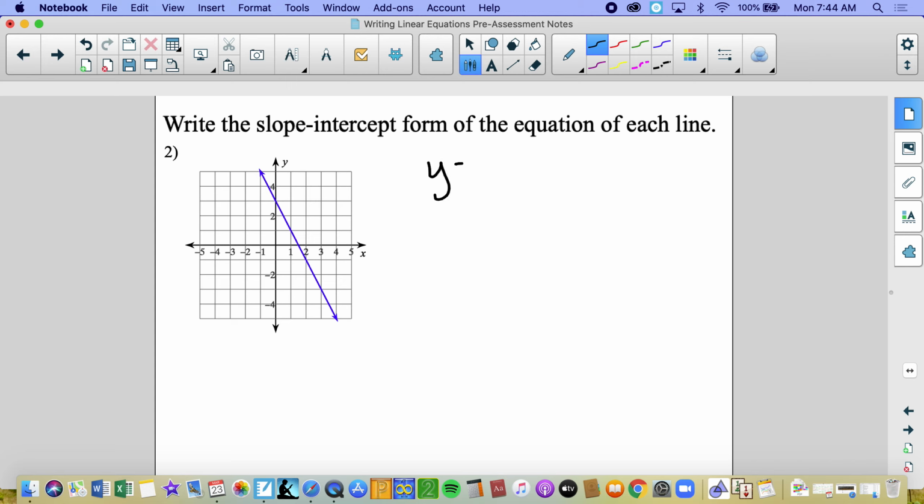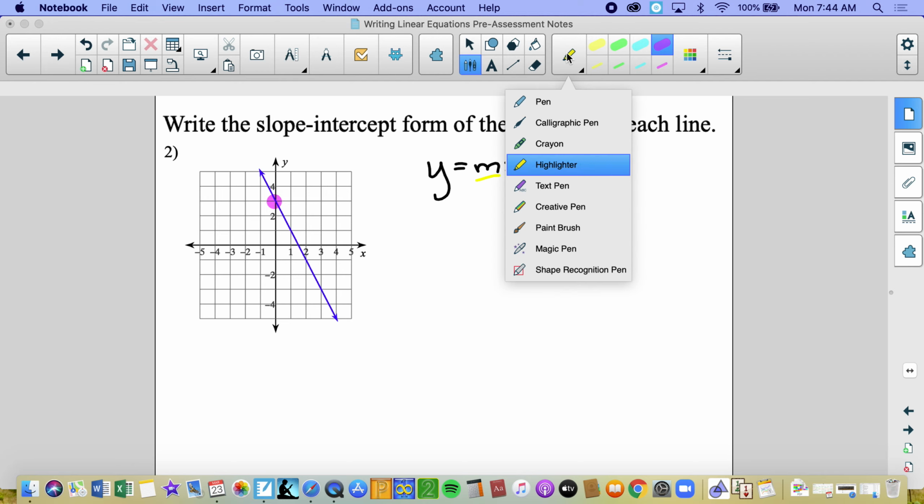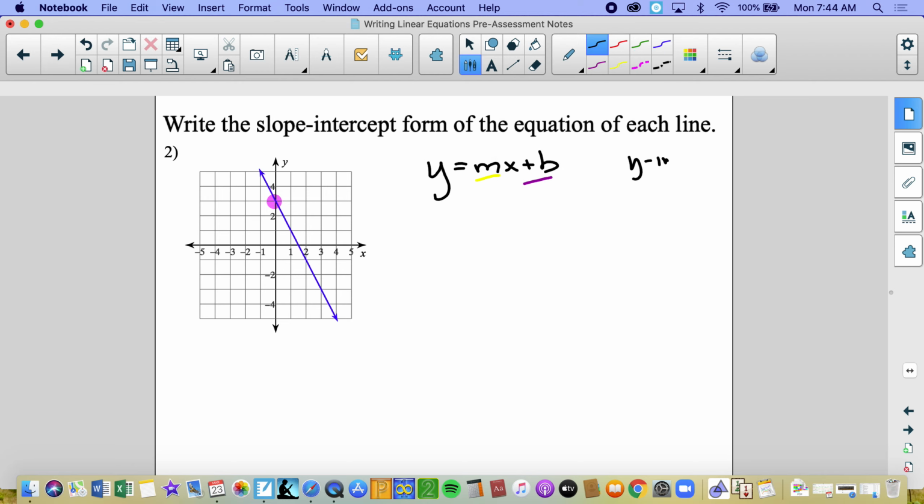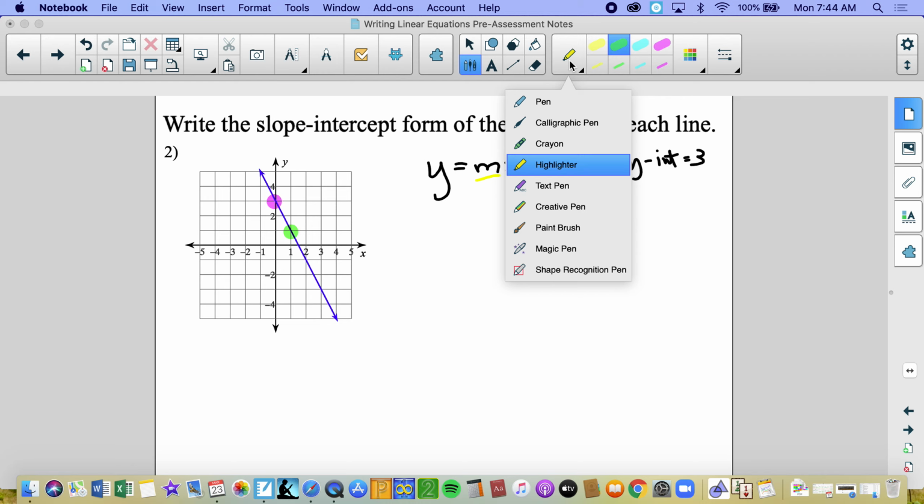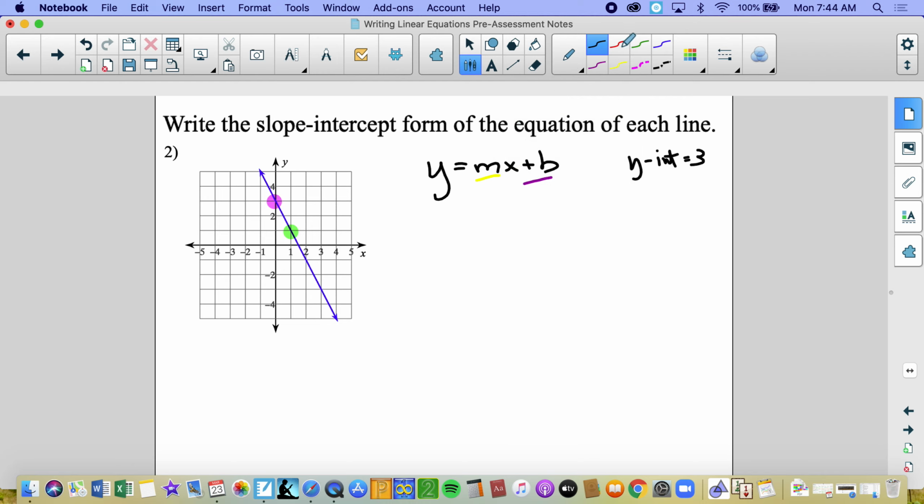I'm always going to start off with my template, y equals mx plus b, looking to fill in for these two pieces of information. Let's find the y-intercept. That's always going to be my easiest. 3 again. Woo! Y-intercept equals 3. And now let's pick 2 other points. Technically, we only need 1 more point. Let's just pick 1. Now let's start from the y-intercept and go to the green point.